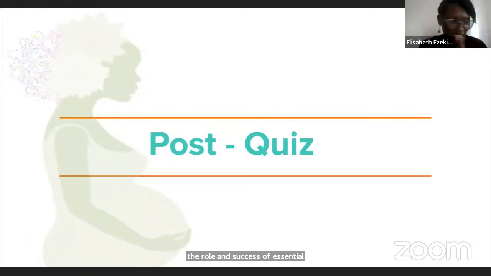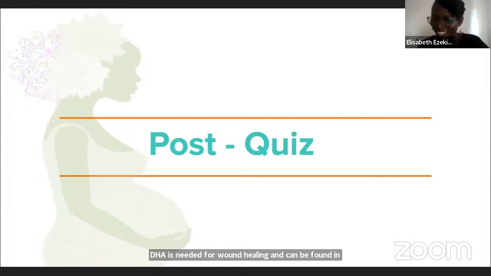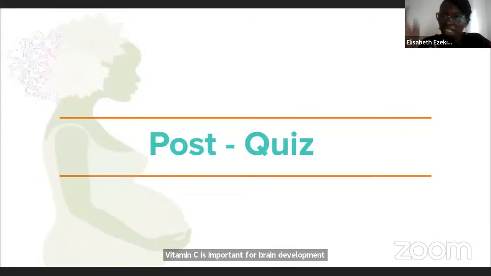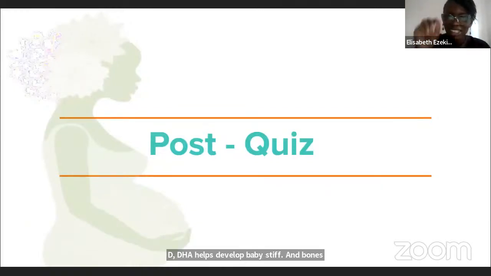A, DHA is needed for wound healing and can be found in fruits and vegetables. Remember DHA? DHA, aka omega fatty acids. B, vitamin C is important for brain development and growth, and its sources include fish, milk, and eggs. C, calcium helps develop the baby's bones, teeth, muscles, heart, and nerve function, and can be sourced from milk, yogurt, tofu, and nuts. D, DHA helps develop the baby's teeth and bones, and its sources include red and yellow peppers, cabbage, and citruses. So what's the correct answer, Mary?